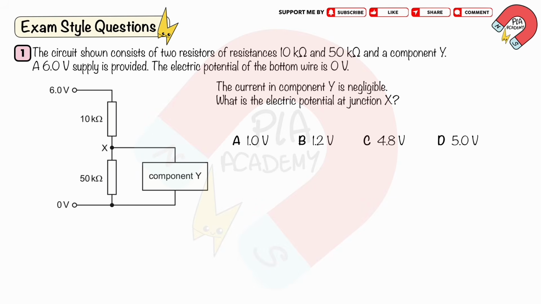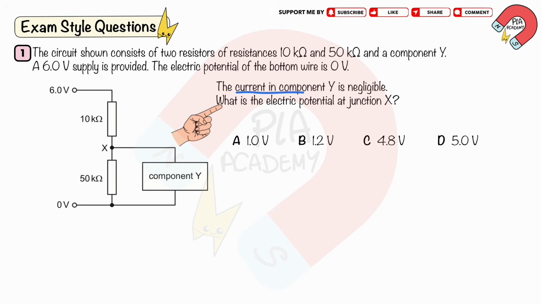Exam-style question 1. The circuit shown consists of two resistors of resistances 10 kiloohms and 50 kiloohms, and a component Y. A 6.0 volts supply is provided. The electric potential of the bottom wire is 0 volts. The current in component Y is negligible. What is the electric potential at junction X?